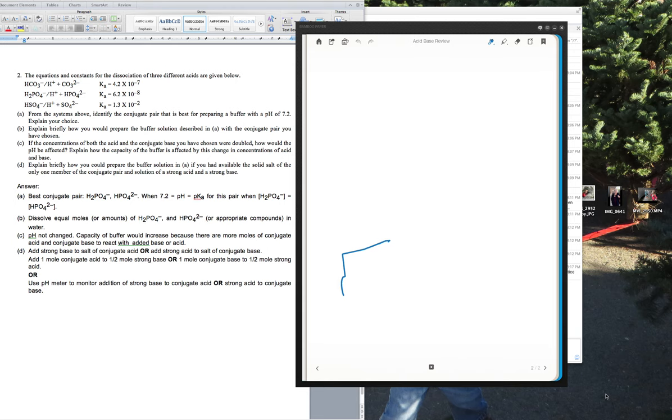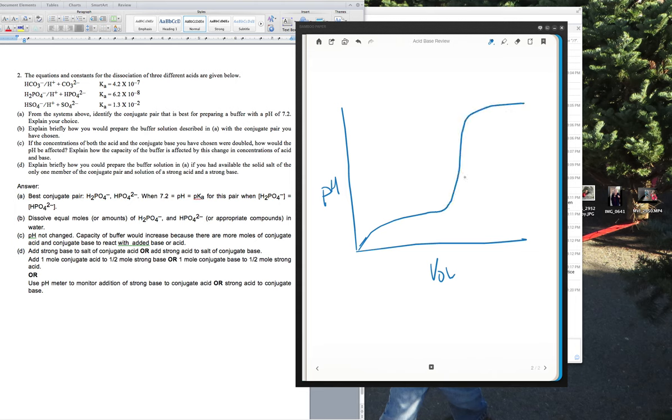When you're making a buffer, and you get a titration curve for the buffer, let's say you start with the acid. So this is pH, and this is your volume. What ends up happening is let's say you get something like this. And this right here is your equivalence point. But this point right here usually corresponds to the middle of your buffer region.